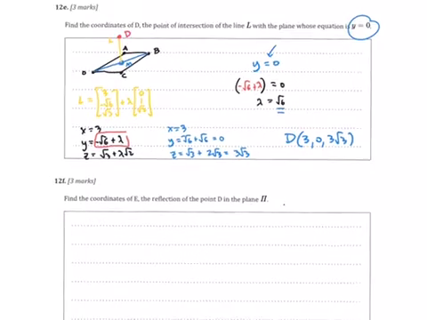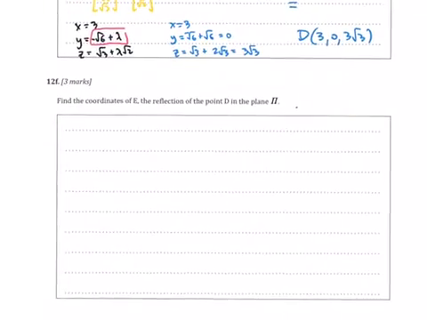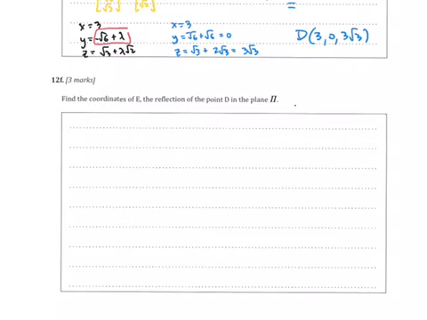Okay, so find the coordinates of E, the reflection of the point D in the plane pi. So let's draw pi again. Here's pi, O, A, B, C. Here's M. And up here we have point D. And here's line L. And of course, line L is perpendicular to that plane. And then we have point E.